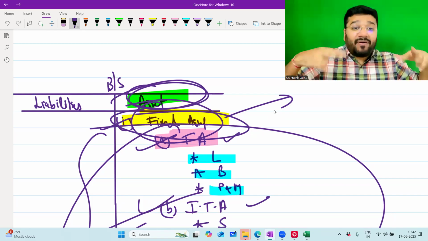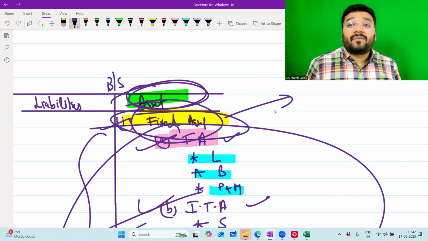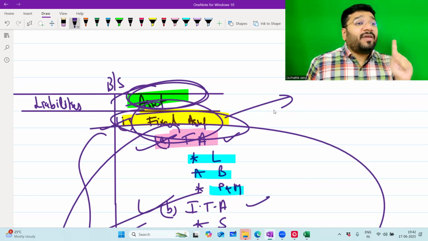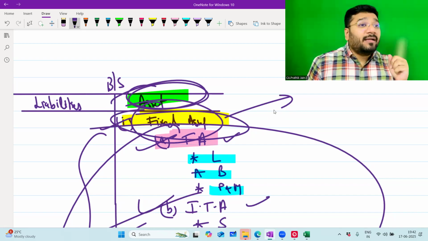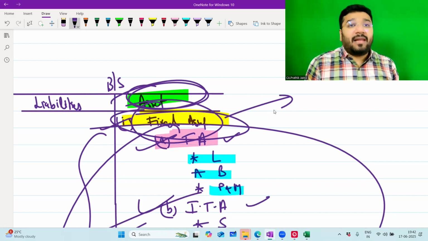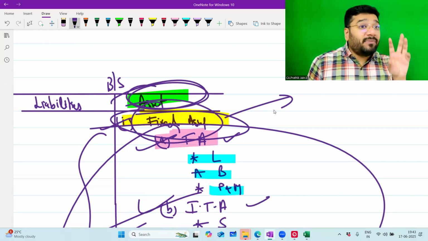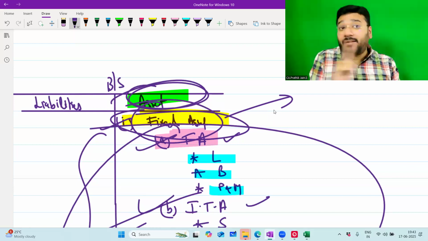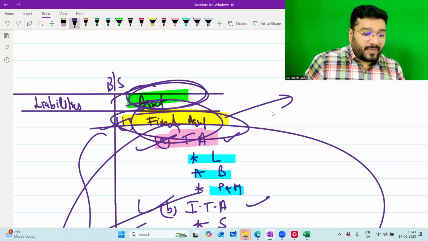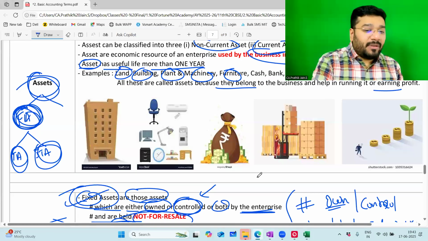Fixed asset is further bifurcated into two. One is tangible asset, second is intangible asset. All of you open your mouth and respond. Fixed asset is further bifurcated into tangible asset and intangible asset. Tangible asset means something which you can see and touch. Intangible is something which you can't see and can't touch. Any problem? Online people, any problem?